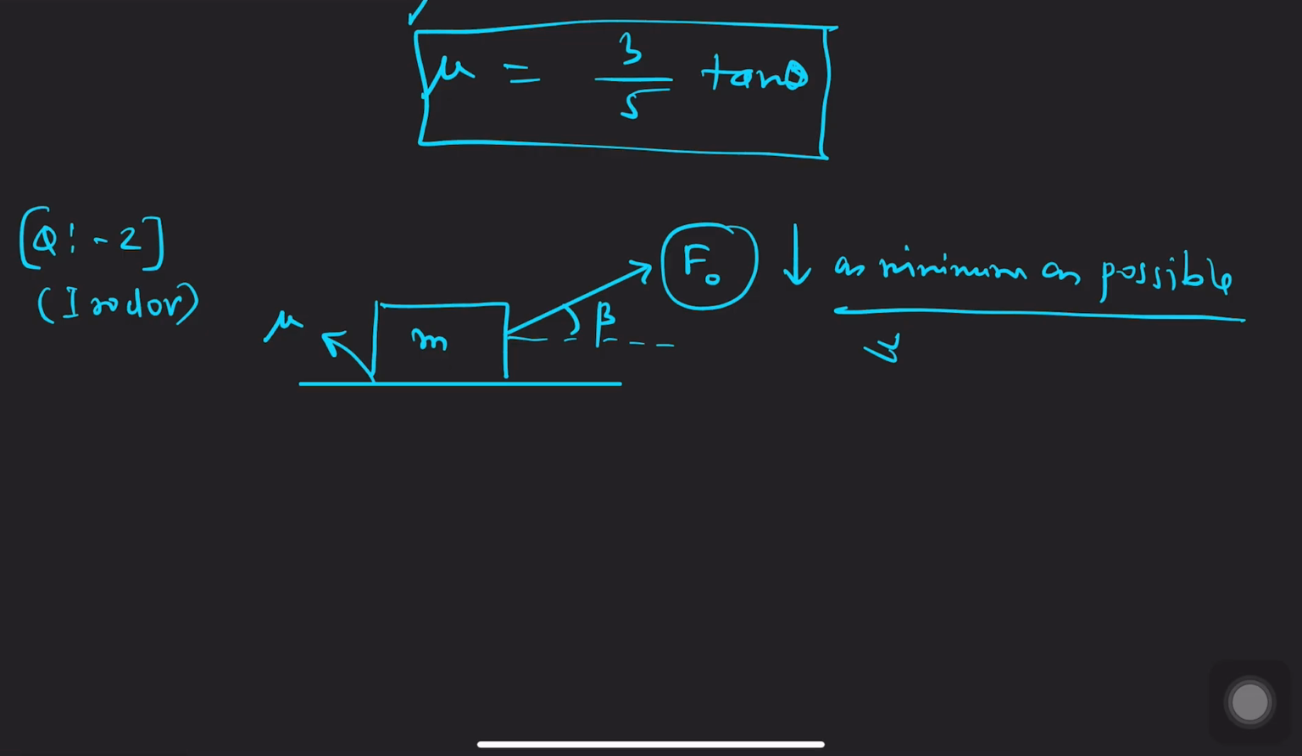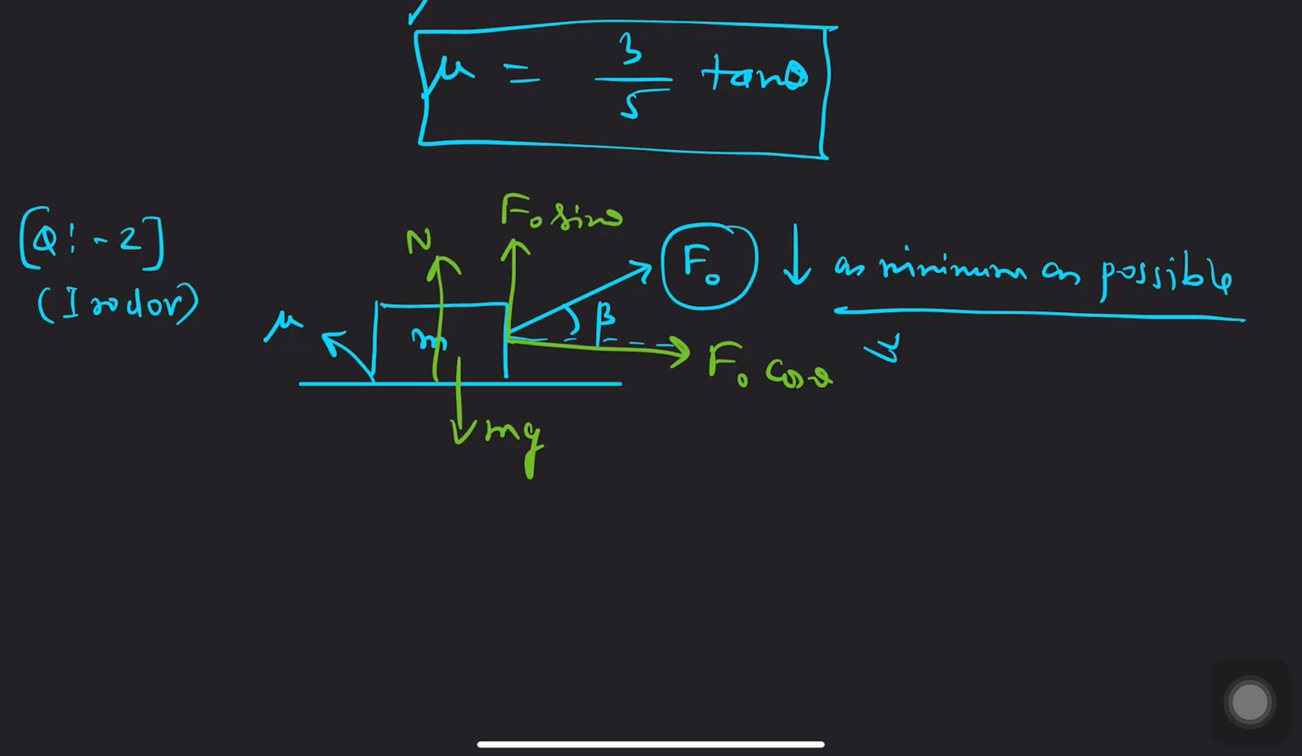So this is f naught, let's say, so this will be f naught cos theta, and this will be f naught sin theta. Are you getting my point or not? And the normal force will also be acting in this direction.